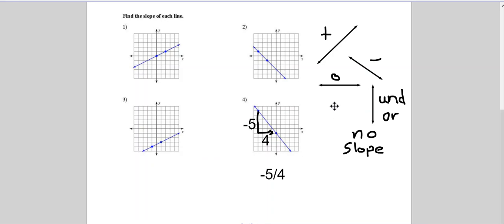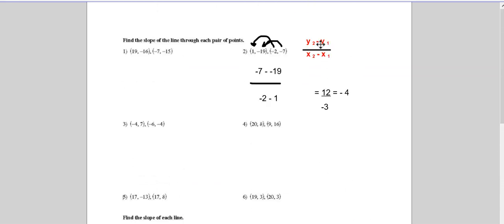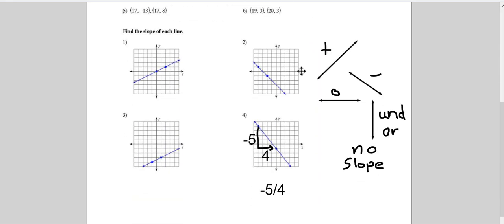And then don't forget, as we've already talked about before, slope is change in y, your y direction, over your x direction. So my y direction was down 5, so that's on the numerator. X direction is +4, denominator. So my slope here is -5/4.